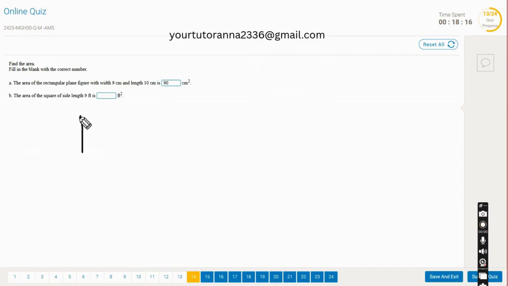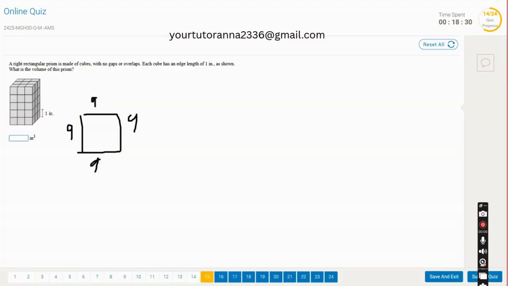And for the area of a square. Now square, remember, they have all the same side. So if they give you one length, you can figure out the rest of the lengths are going to be the same: 9, 9, 9, 9. So what is 9 times 9? Because we multiply one side by the other and find out the area of the square.